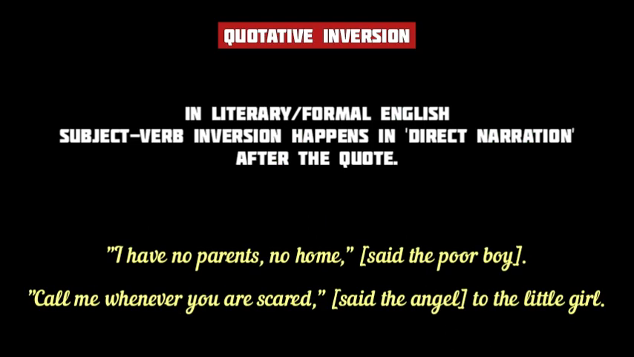In literary and formal English, we use the quotative inversion in direct narration. The quotative inversion involves the inversion of the reporting subject and the reporting verb. "I have no parents, no home," said the poor boy. The reporting verb said has been placed before the reporting subject, the poor boy, in this sentence. In the next example of the direct narration, "Call me whenever you are scared," said the angel to the little girl. The reporting verb said has come before the reporting subject, the angel.